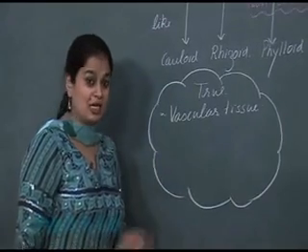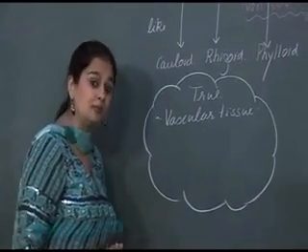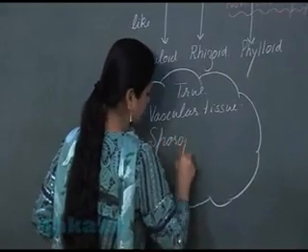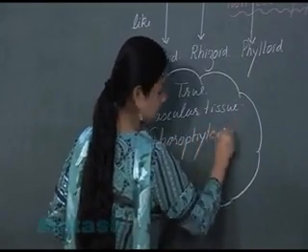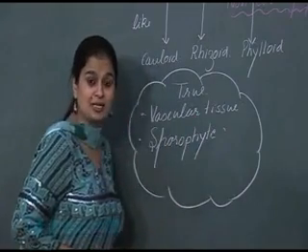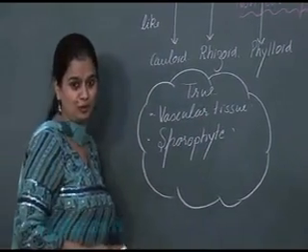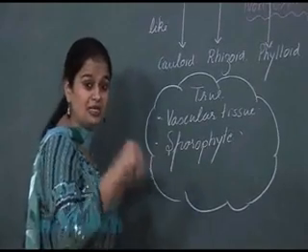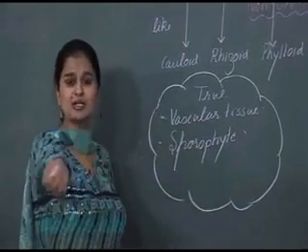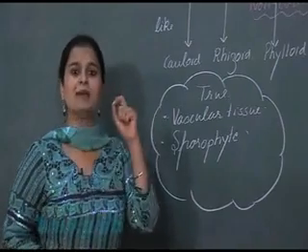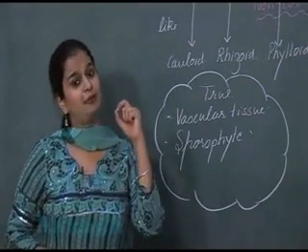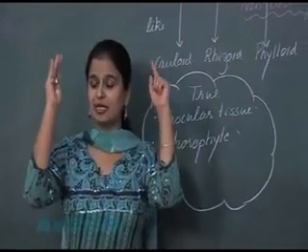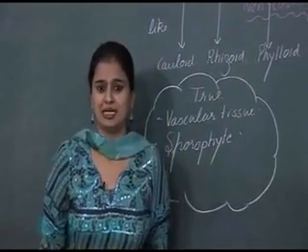non-tracheophytes. Secondly, when will we call these true? When these structures are present over the sporophyte. When these structures are present on the sporophytic body, the diploid body, but here in the case of the bryophytes these structures are present over the gametophyte. They are haploid in nature. So you got this? When will we use the word true stem, root and leaves?